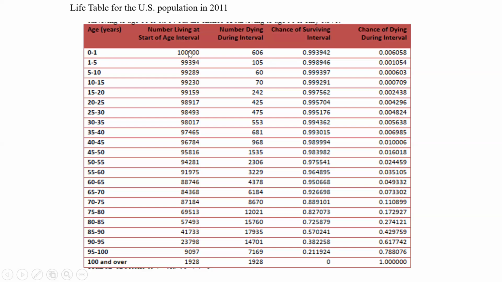Now, this 100,000 is there, right? And 606 is there. So how did they get the chance of surviving and then the chance of dying? Those two numbers. Try to find out. And as you come down, they go on and on and on.